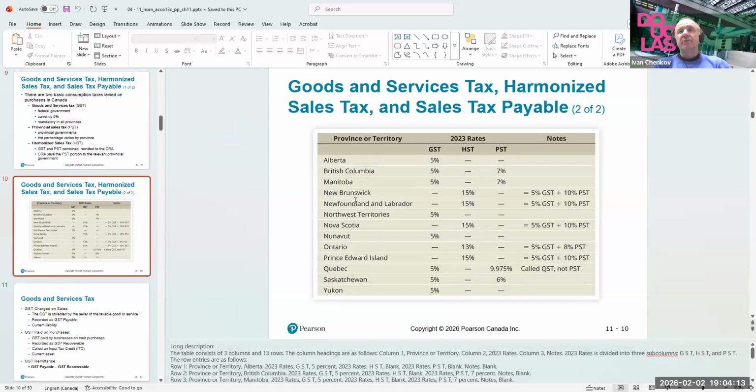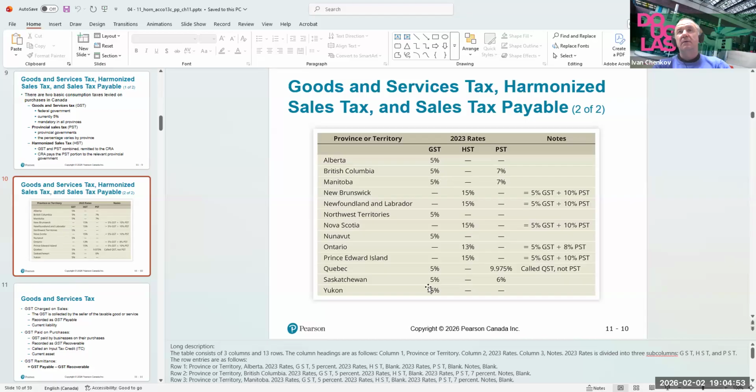Now, this is the list of the provinces and territories which have a GST, which have PST, and which have HST. As you can see, on the GST and PST reality there are 1, 2, 3, 4, 5 provinces and 1, 2, 3 territories. On the HST environment or reality there are 1, 2, 3, 4, 5 provinces. So on the provinces level, 5 to 5.